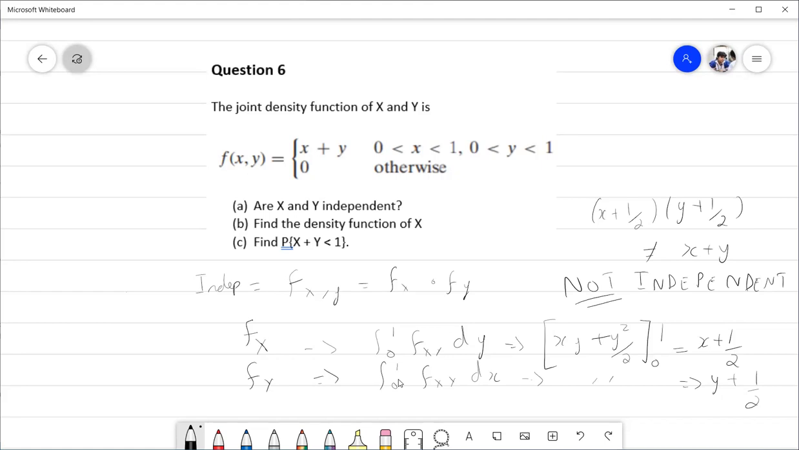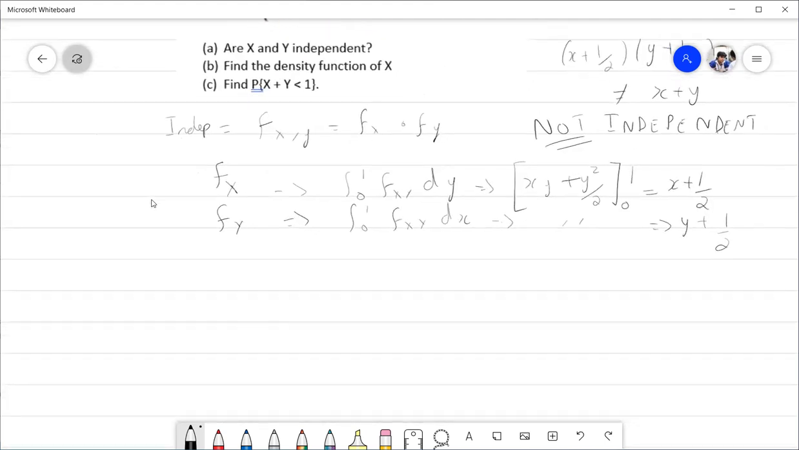So I'm done with part A. Now part B is saying find the density function of x. Okay. Wait, I've done f(x). So basically I've done part B. In my check for part A, I've already done part B, because part B says find the density function of x, so that's f(x). So if you want to do it again, you can do the same, but essentially checking for independence is the same thing. There should be x plus 1 upon 2, and make sure to put the limits, it's 0 less than x less than 1.